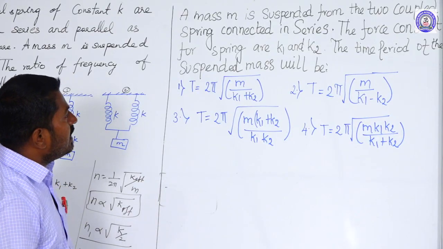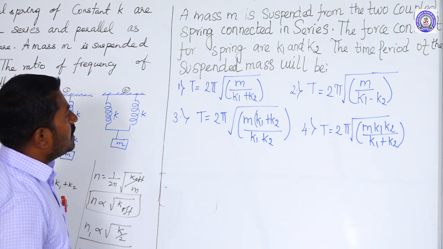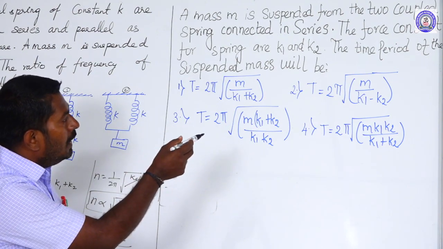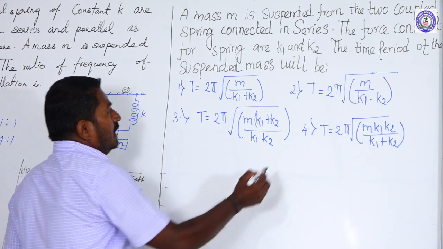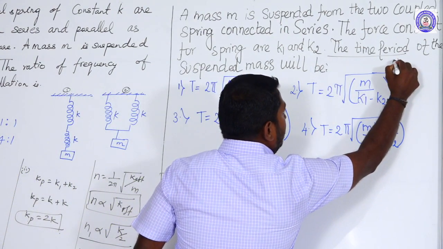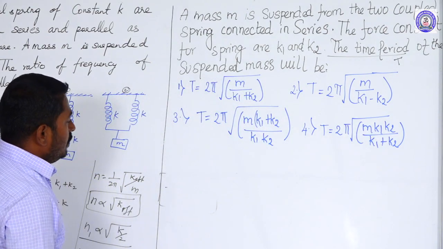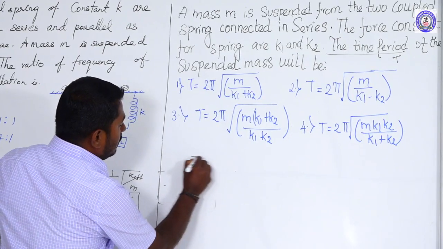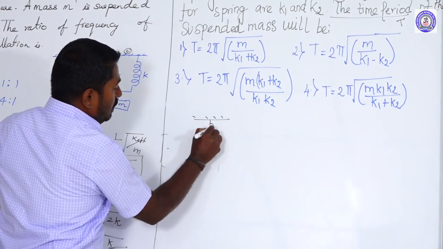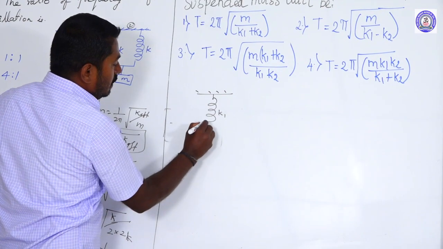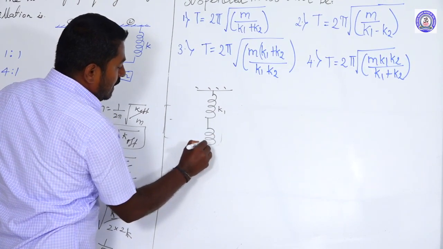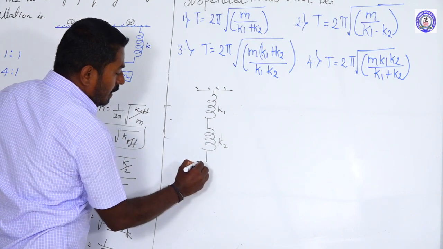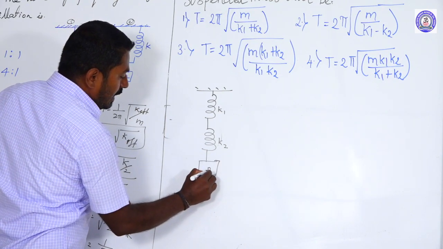A mass m is suspended from two coupled springs connected in series. The force constants of the springs are K1 and K2. Then what will the time period of the suspended mass be? Our aim is to find the time period. So see the arrangement, connected in series. One spring has a spring constant K1, coupled with another spring with spring constant K2 in series. Then the lower end is coupled with the mass m.